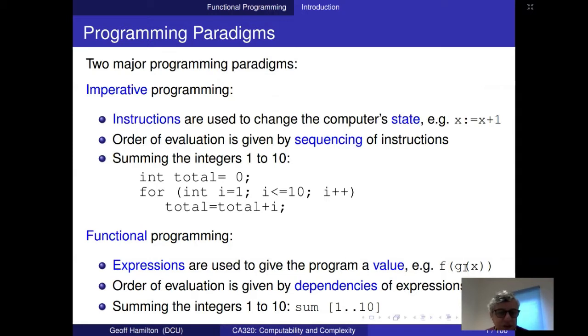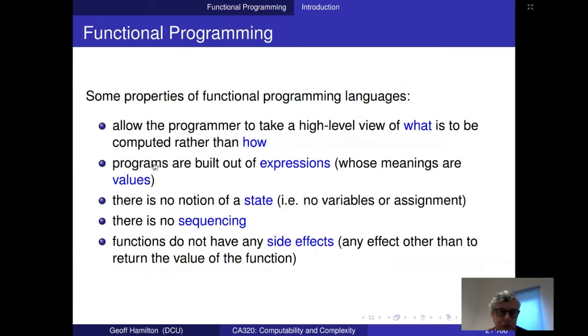For example, we are not interested in how f of g of x is generated, we are just interested in the value of f. If we give an input, we are interested in the output. And so the order of evaluation is given by dependencies on expressions. So if you want to calculate the summation of 1 to 10, we don't need to list all of the instructions sequentially to calculate that. You can just say sum of 1 to 10. So that's the main difference between imperative and functional programming languages.